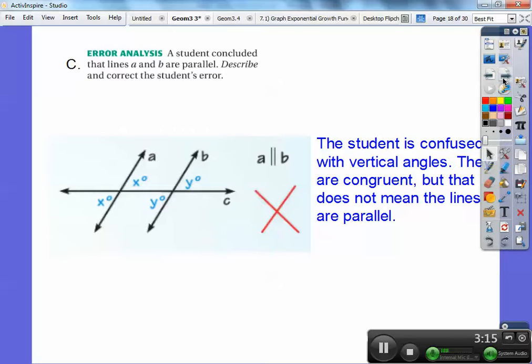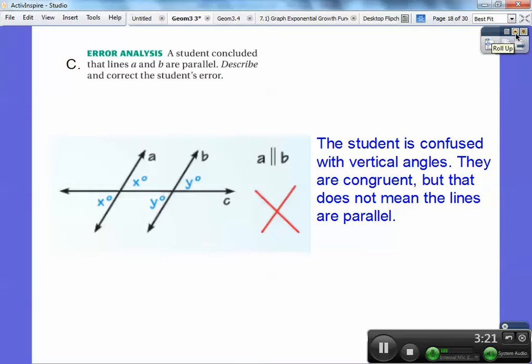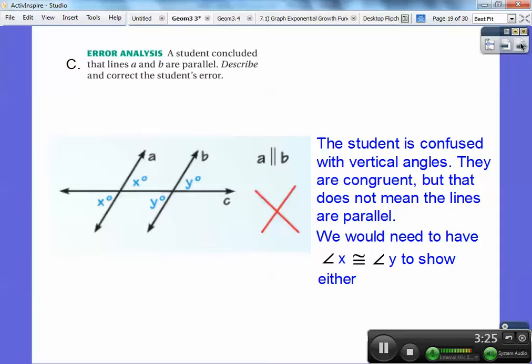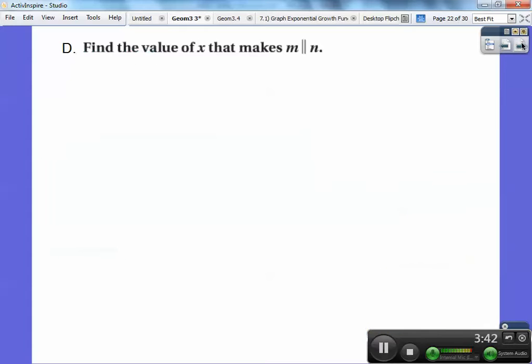I don't know if you can see that here. Let's see if I can squeeze that over just a little bit. No, I can do this, though. We would need to show that x is congruent to y, because if x is congruent to y, then we can either say the alternate interior angles are congruent, or you can say that the corresponding angles are congruent. So this down here says corresponding angles are congruent. There are the corresponding angles.